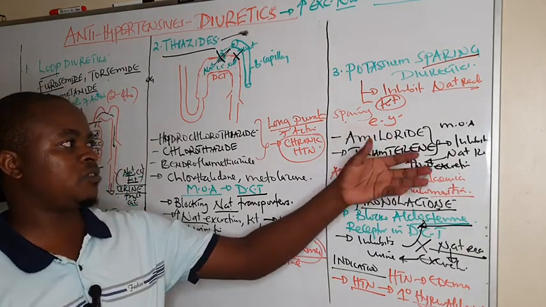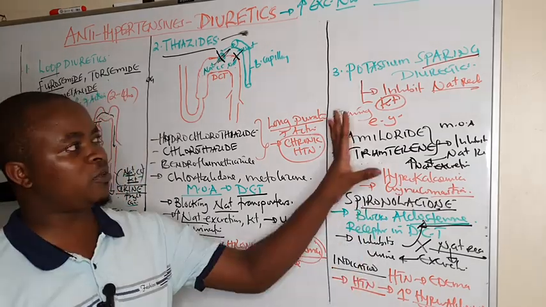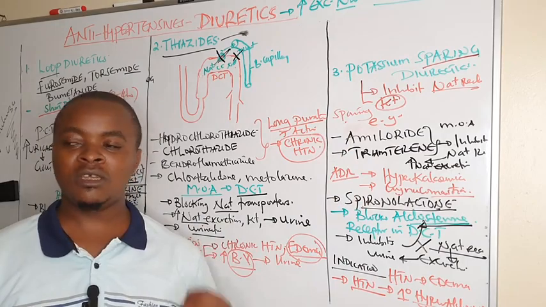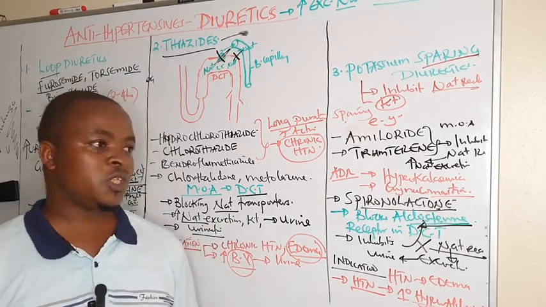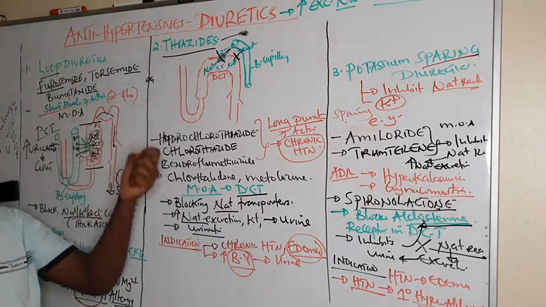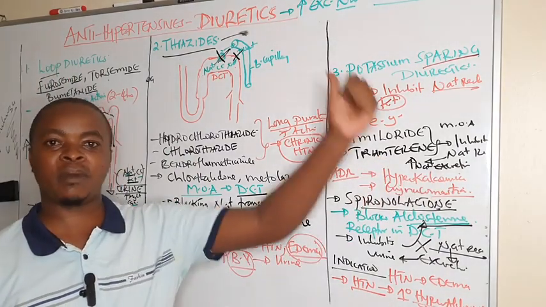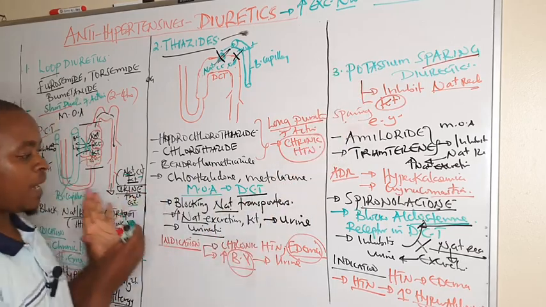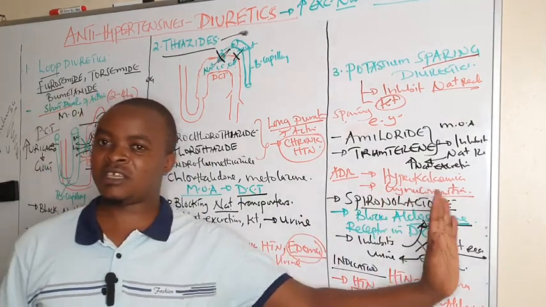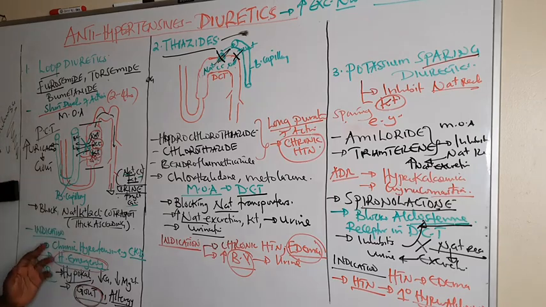So these are the indications of potassium-sparing diuretics. And these potassium-sparing diuretics are not given alone. They are given in combination with other diuretics, so that when thiazides and loop diuretics are causing hypokalemia, these ones are added in so that they can counterbalance the adverse effect of these other diuretics. So they are not given alone, but in combination.